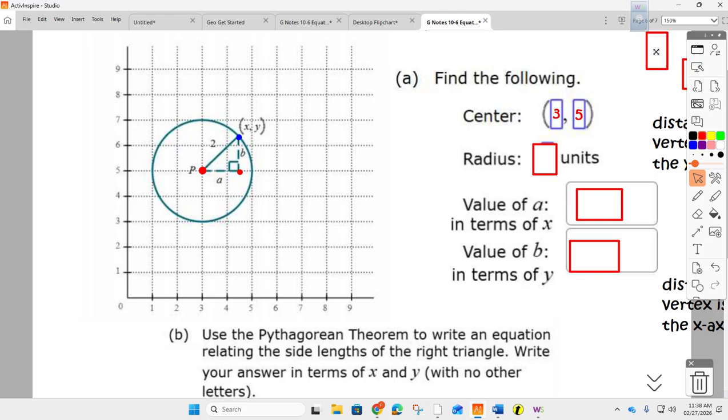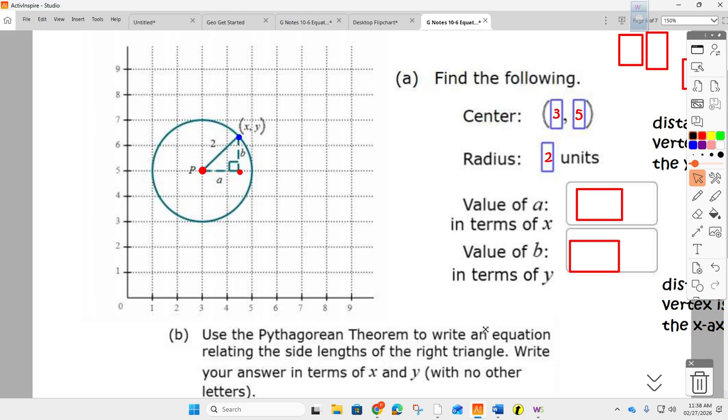We did not have to figure out the radius. They have it labeled for us. It's 2 units, right? So if we don't know what this point is, which would be the end point here that shows us the radius, right? We can figure out what that point is using some of the strategies, but they want us to model this equation using the Pythagorean theorem.